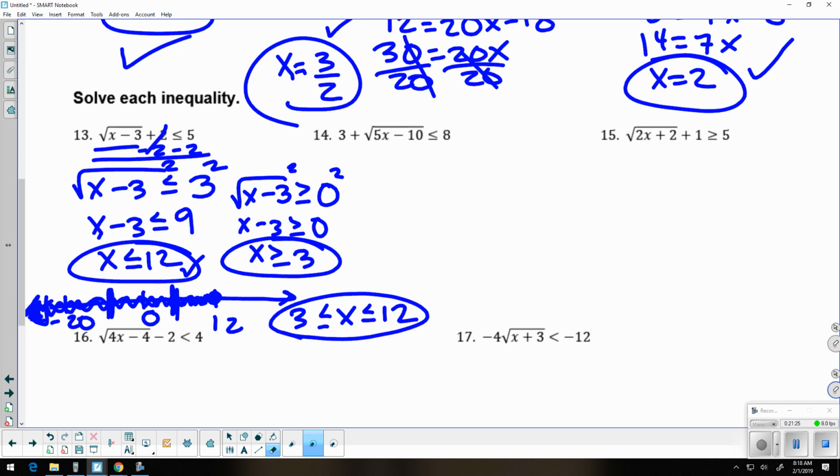So I can't plug in like 2, for example. If you plug in 2 for x, well, 2 minus 3 is -1. Again, you have the square root of a negative number, so you can't do that. So anything outside of these two realms is not going to work.